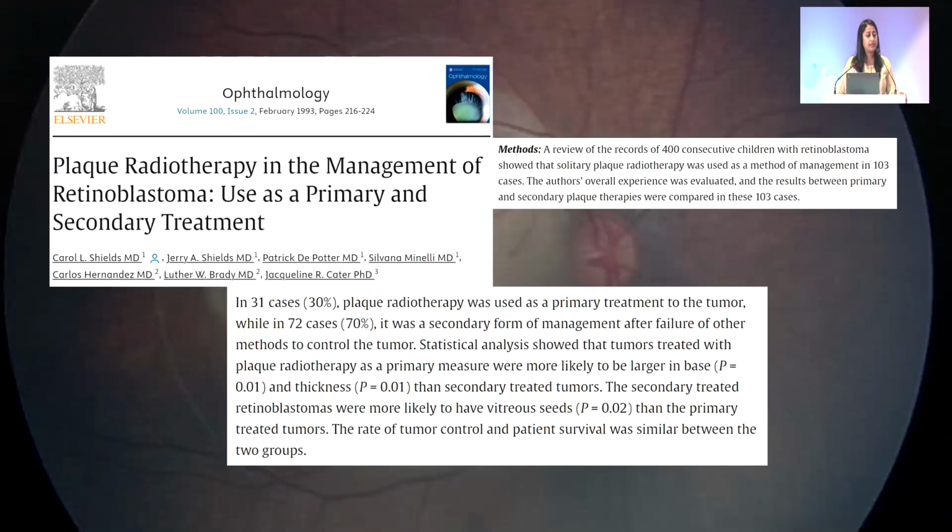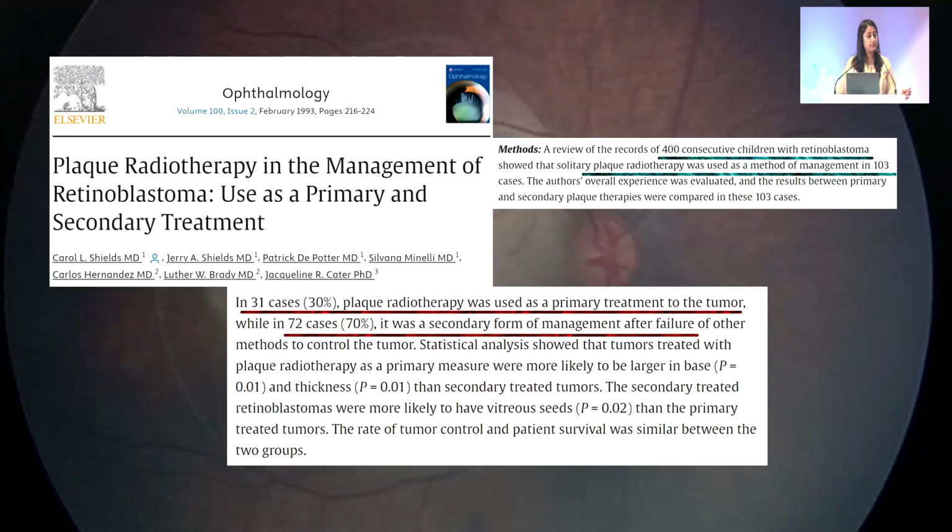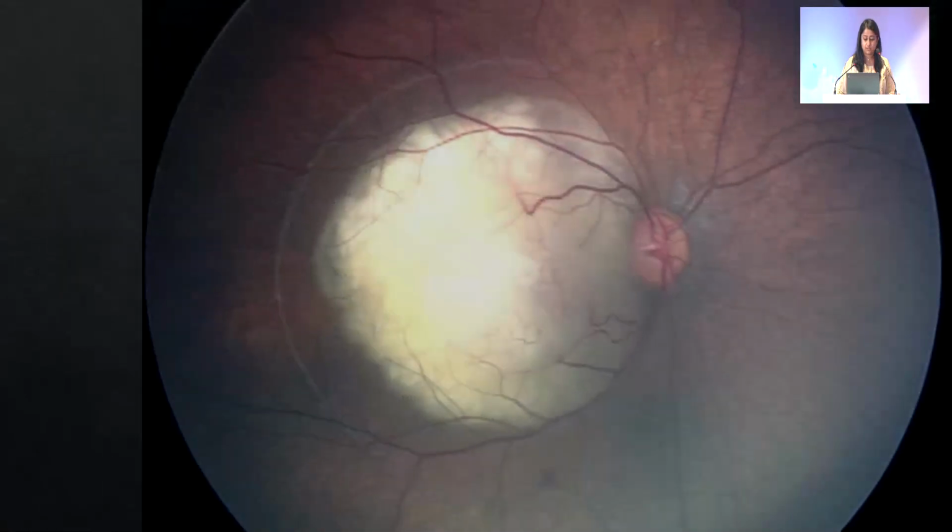When we talk about the old papers, all the way in 1993, that is when everything was evolving, and plaque brachytherapy was used as both primary and secondary treatment. As you can see over here, even 30% of the cases were treated with it as primary treatment for retinoblastoma. The times have evolved now, because nowadays I think everybody would prefer to reserve plaque brachytherapy as a secondary treatment. And even though studies were performed, the rates of tumor control and patient survival were pretty much similar, whether as primary treatment or secondary treatment.